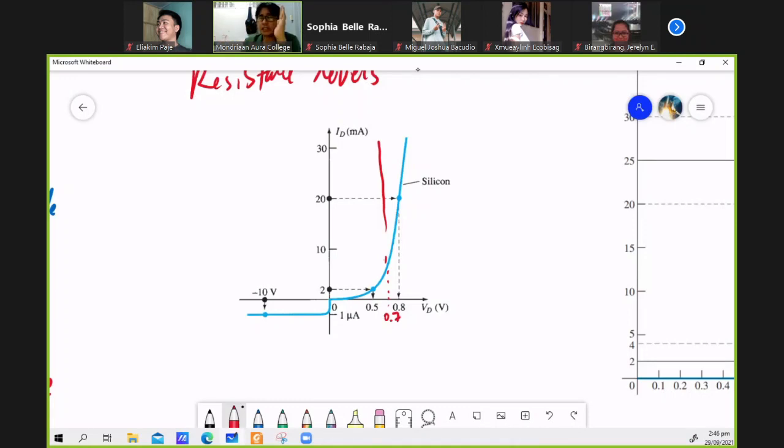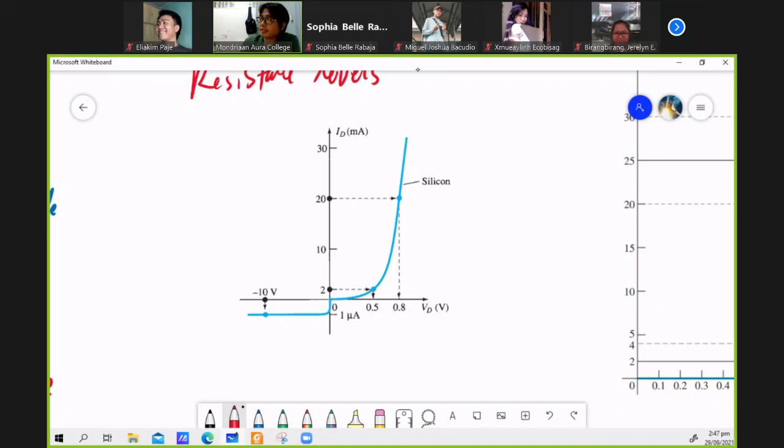Ito yung hindi nadi-discuss lagi, no? Pagdating sa electronics, pag sinabing 0.7 silicon, isipin na ng estudyante ay puro 0.7 na lang yan. Fix na 0.7. Hindi. Depende yan sa model ng diode. So, this is just a general value, yung 0.7 na yan. So, tatandaan. Hindi lang fix sa 0.7.